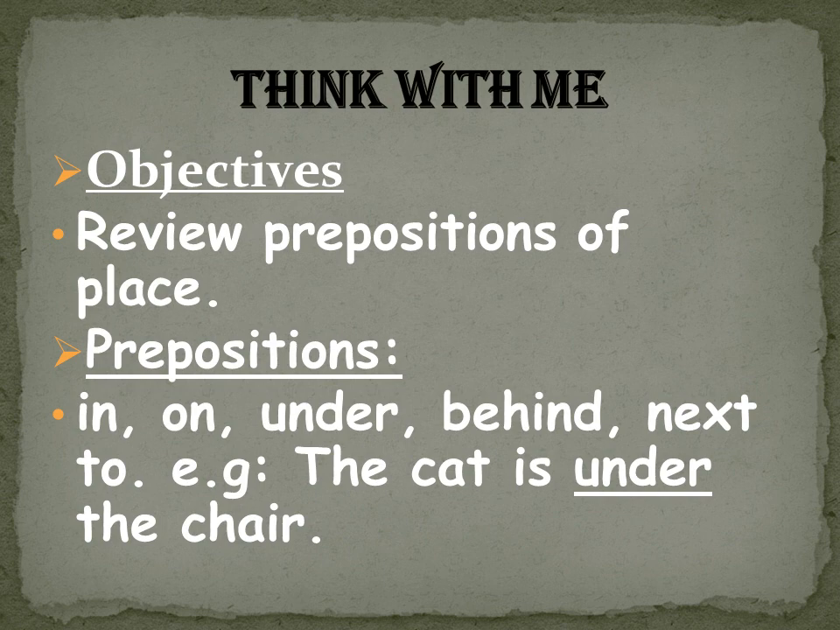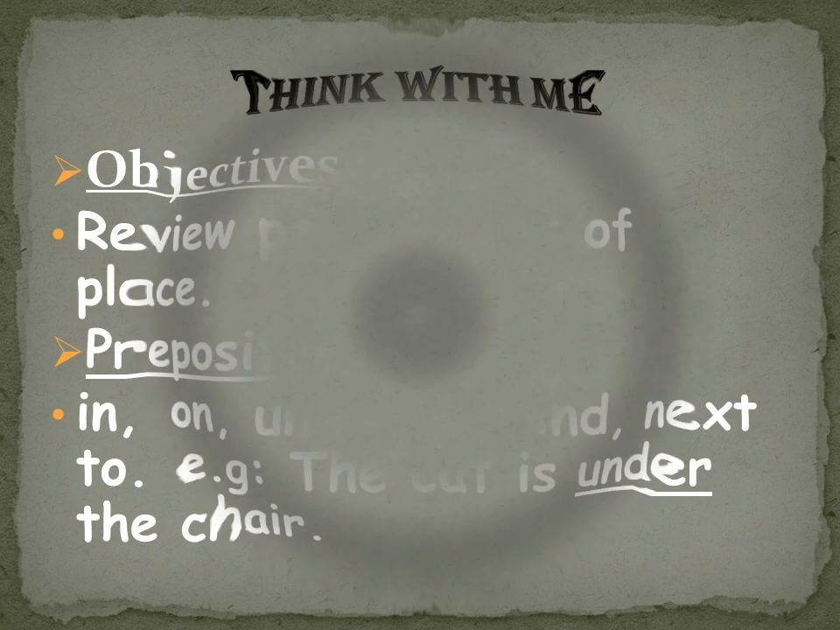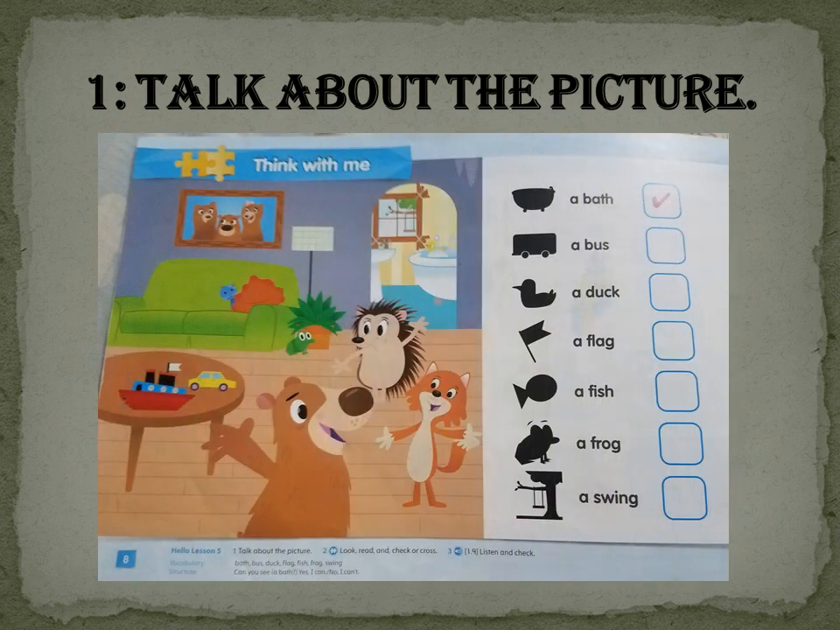So look at page number 8 in the student book. Number 1, they are saying talk about the picture. Look at the picture. Do you remember these characters? Benny, Fifi and Prickly. Where are they? And what are they doing? Who can tell me?